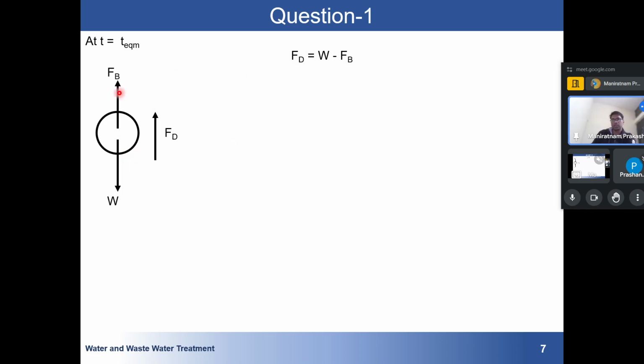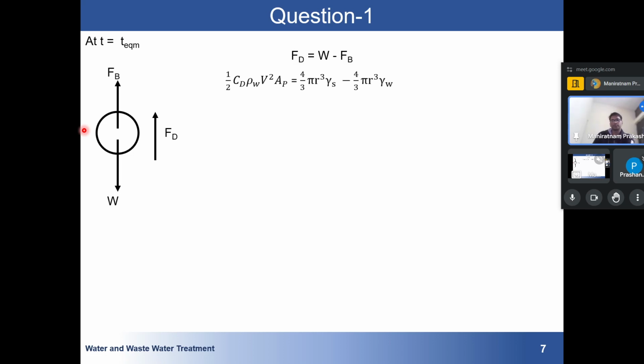So that means buoyancy force plus drag force will be equal to the weight of that particle. At that time the net force is zero, which means the particle has achieved one constant velocity. That velocity is known as settling velocity.